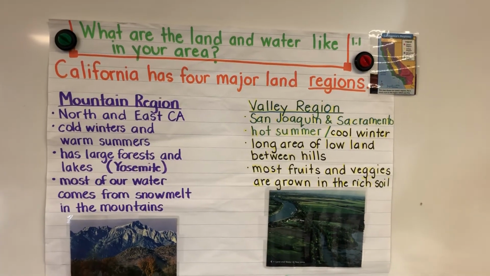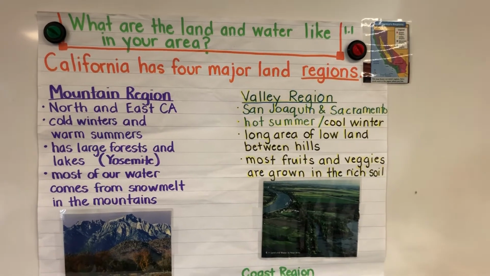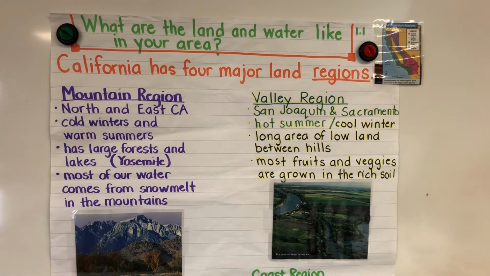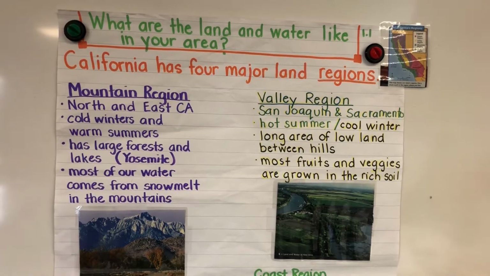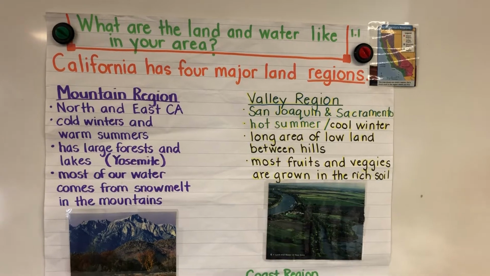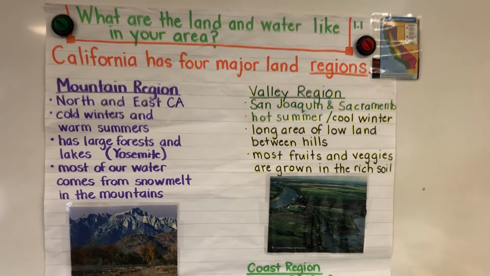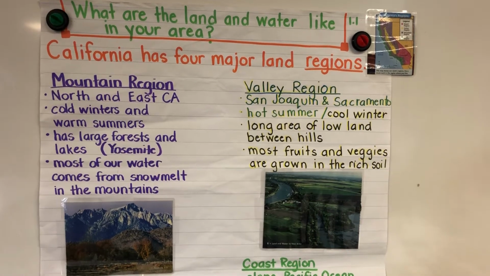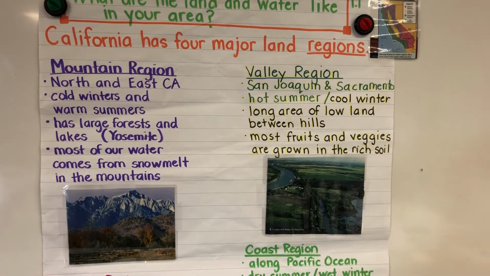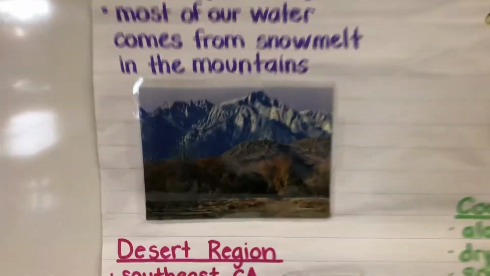So as we know, California has 4 major land regions. Let's start with the mountain region. Primarily, the mountain region can be found in the north and eastern part of California. It typically has cold winters, but warm summers. There's often large forests and small lakes, like Yosemite. Most of our water comes from the snowmelt in the mountains, and that's what makes it so very important.